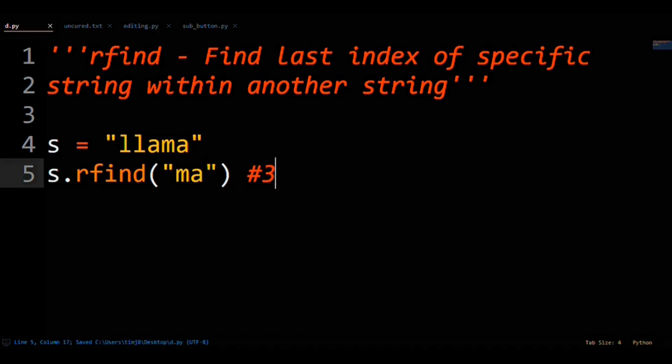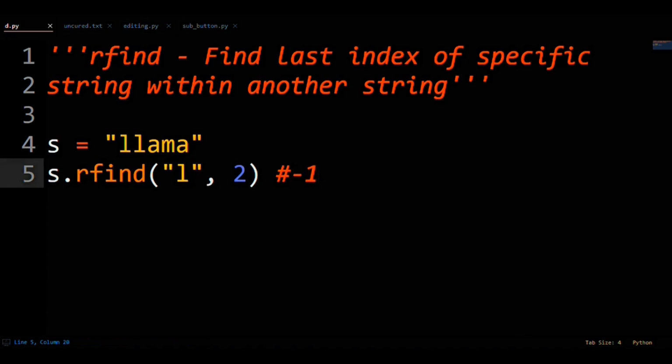You can provide an index to start the search at within the string. If you did rfind on llama and searched for the letter L again, but you specified the starting index to be 2, then the index will be -1. This is because L occurs nowhere from the second index in the string onwards.